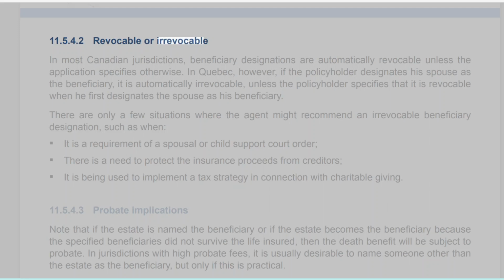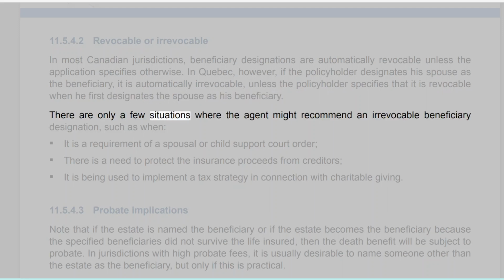1.5.4.2 Revocable or irrevocable. In most Canadian jurisdictions, beneficiary designations are automatically revocable unless the application specifies otherwise. In Quebec, however, if the policyholder designates his spouse as the beneficiary, it is automatically irrevocable, unless the policyholder specifies that it is revocable when he first designates the spouse as his beneficiary.